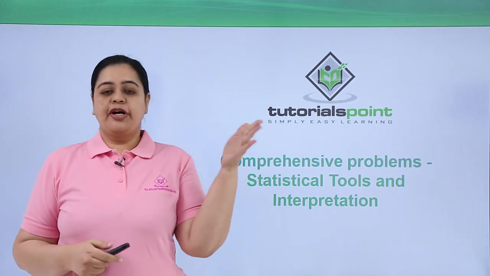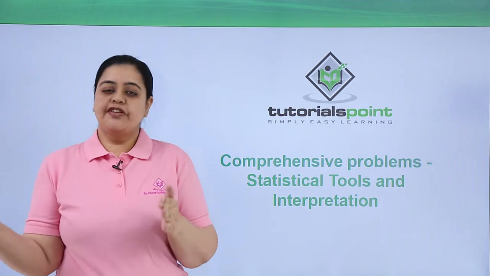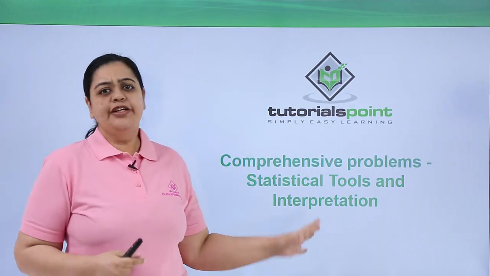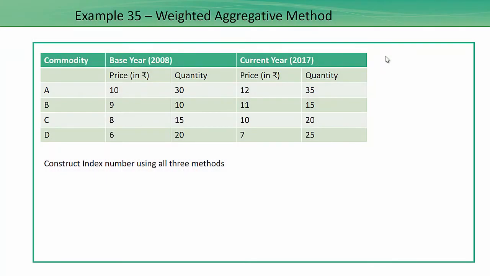We learnt about central tendency, that is measures of central tendency, measures of dispersion, measures of correlation, index numbers. So let's quickly do some problems on the same. Here we are doing this problem, a comprehensive problem wherein we are finding out weighted aggregative method. Using that method, I'll find out the index number.